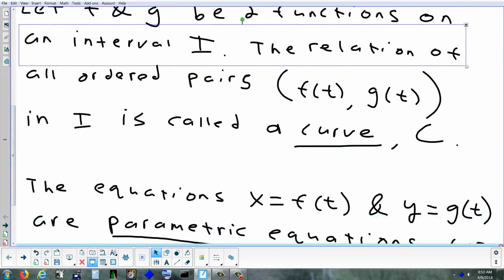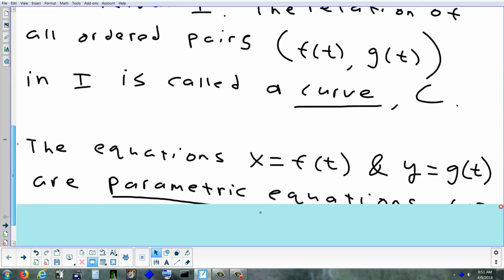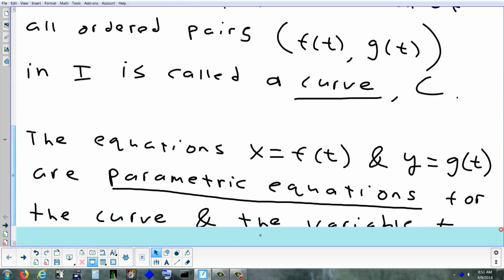So the 2 equations, okay, f, which is describing the behavior for the x values, and g, which is describing the behavior for the y values, those are called your parametric equations.